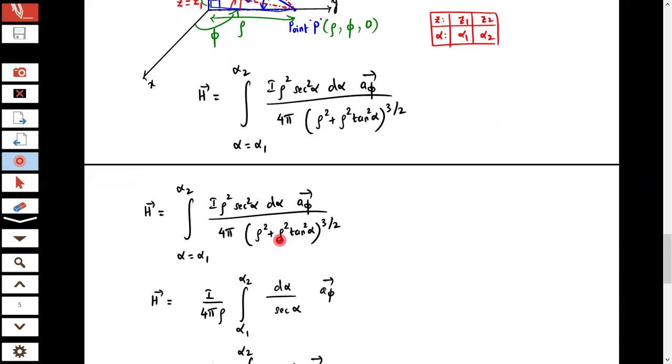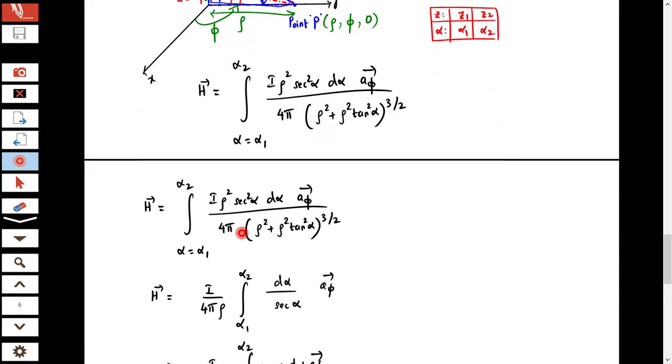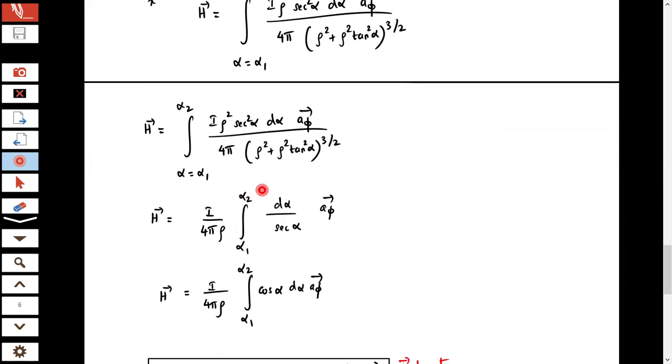The denominator expression can be simplified, taking rho square common outside, and rho square, the whole power 3 by 2, will become rho cube in the denominator. There is rho square in the numerator, and rho cube in the denominator will give 1 by rho in the denominator, or a 1 by rho term. And this I by 4 pi rho is constant. We can take it outside the integration. The integration variable is alpha, so alpha terms will be kept inside.